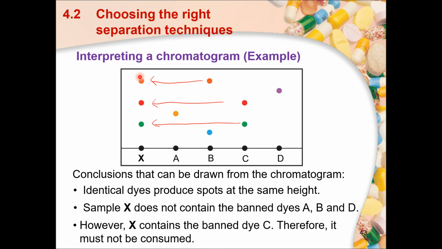Identical dyes produce spots at the same height, and sample X, like I said, does not contain A, B, or D, but it does contain C. And since we already know that C is something that cannot be in food, that means that X cannot be in food, it cannot be consumed.